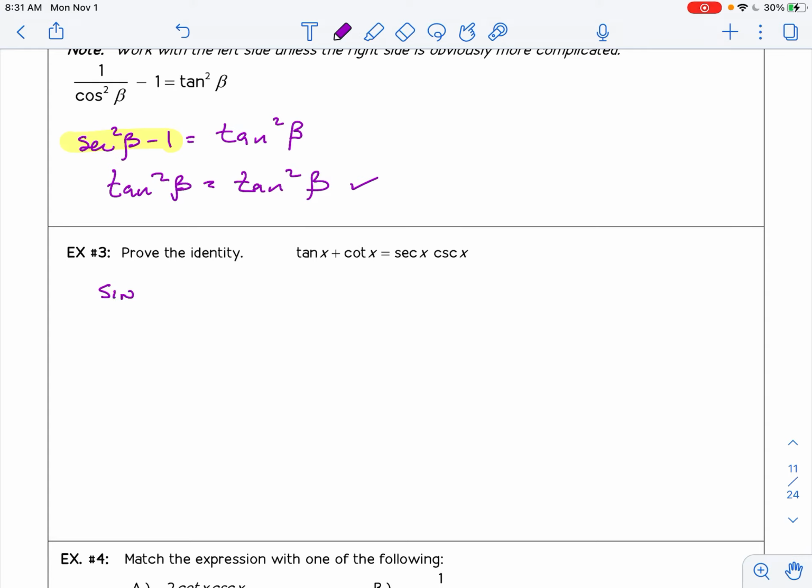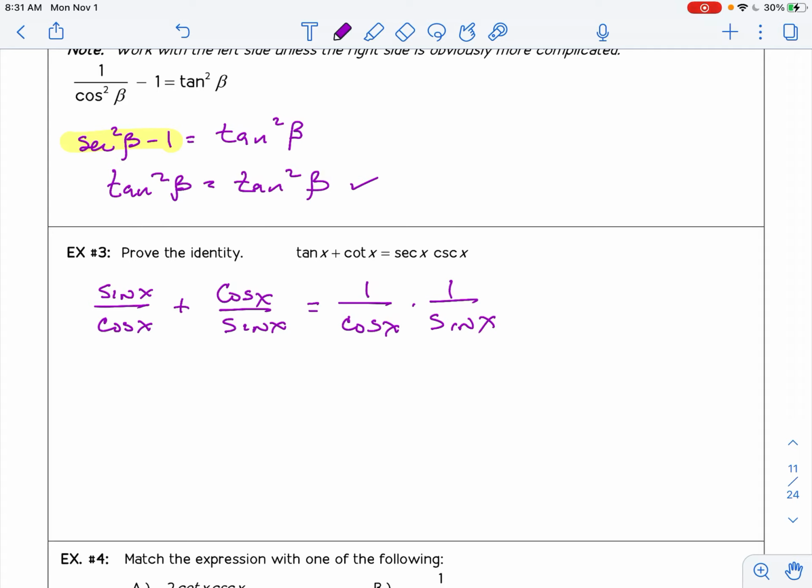So what is tangent? Tangent is sine of x over cosine of x, plus cotangent is cosine of x over sine of x, equals secant, which is 1 over cosine x, times cosecant, which is 1 over sine of x. So in this case, we can do that. Now, in some cases, you could leave one side the same and try to bring it back together. My recommendation to you is make it all sines and cosines.